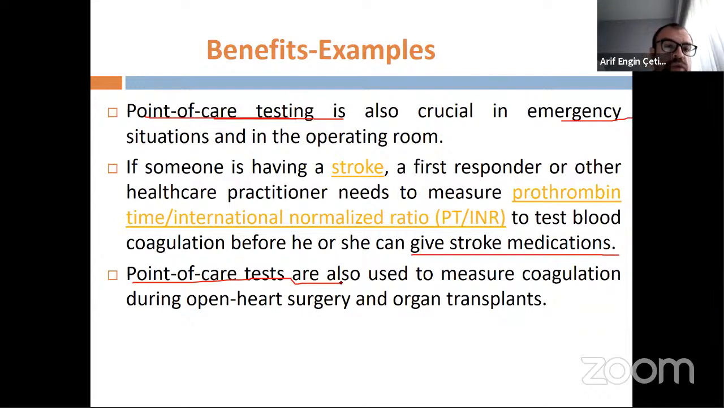When I talk about POCT tests, you shouldn't think these are tests just used outside of the medical infrastructure. These tests can also be used in the medical infrastructure to give real-time signals to clinicians in a cost-effective manner.